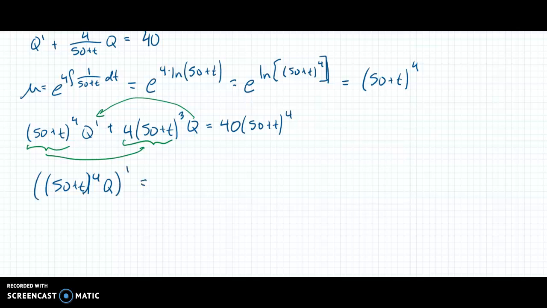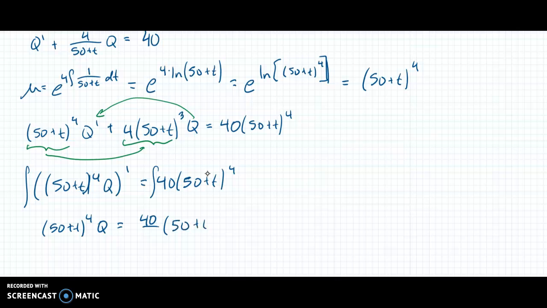All right, so now this is (50 plus t) to the 4th times q prime, and that's equal to 40 times (50 plus t) to the 4th. Integrate. (50 plus t) to the fourth times q, because the integral cancels with the derivative, is equal to, all right, this thing, I got to integrate it. Nice that this t has a coefficient of 1, because that means I don't got to worry too much about chain rule.